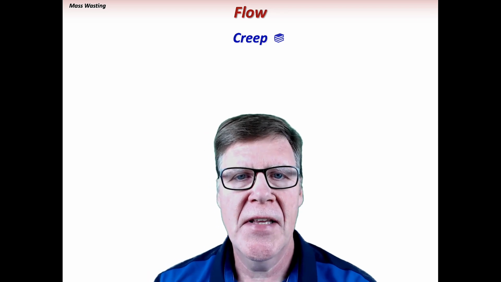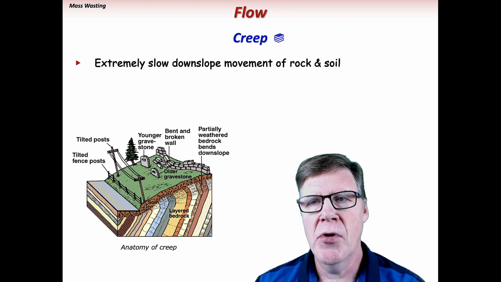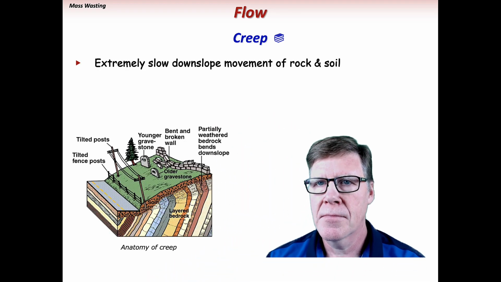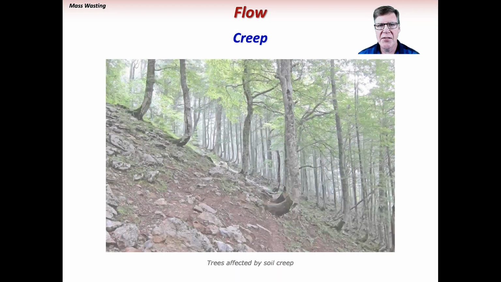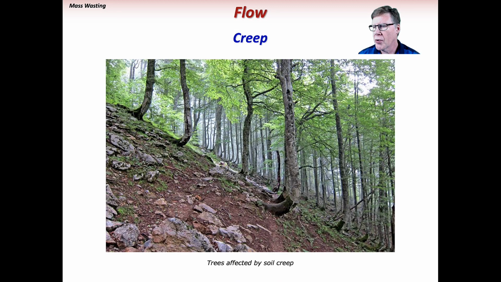Creep is the extremely slow downslope movement of rock and soil. This process can result in deformed rock layers, bent tree trunks, tilted fences, soil ripples, etc. Here's a typical example of the effects of soil creep on a moderately steep wooded slope.